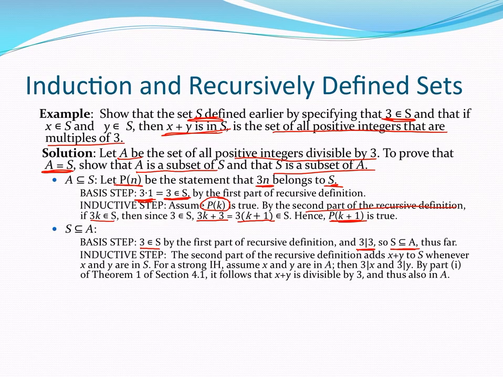For the inductive step, we want to show the second part of the recursive definition. So remember that x plus y is in S whenever x and y are in S. We're going to assume that x and y are in A, anything produced before the current application of the recursive definition. Then 3 divides x and 3 divides y. And since each of them are divisible by 3, x plus y will be divisible by 3. x plus y is also in A.